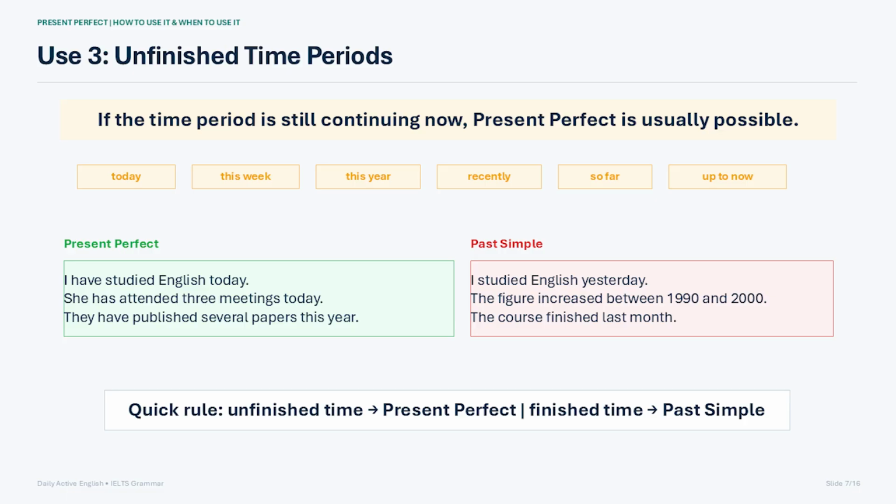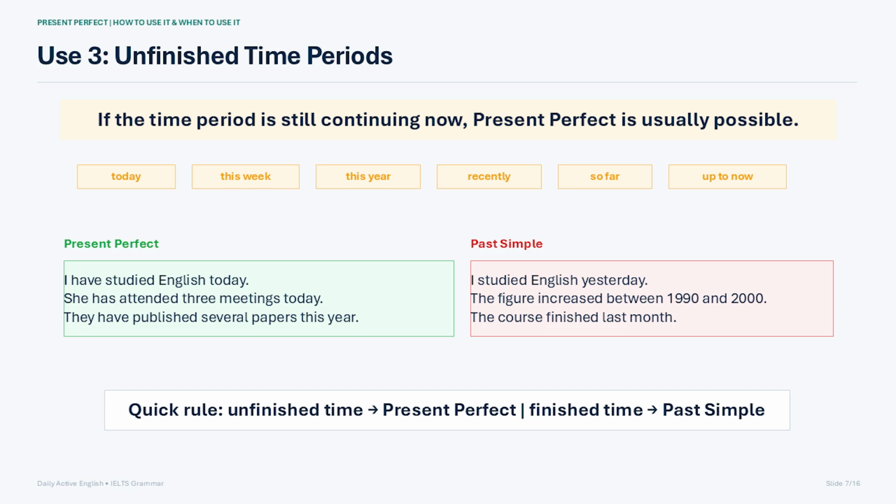For example, I have studied English this week. This week is not finished yet. She has attended 3 meetings today. Today is still continuing. They have published several papers this year. This year has not ended.